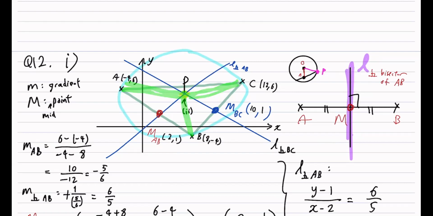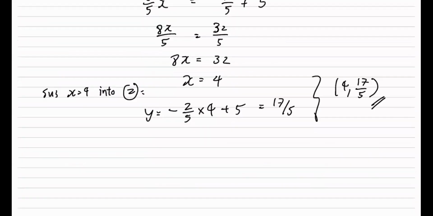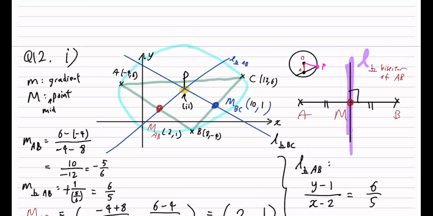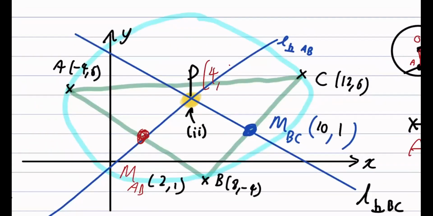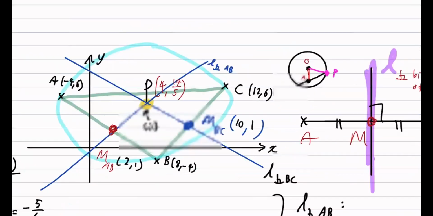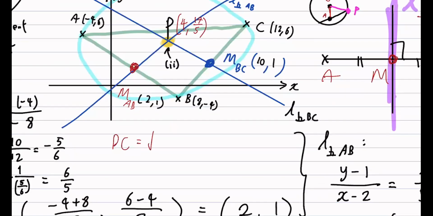So let's just check, assuming that I did it correctly. I was doing quite fast. 4, 17 over 5. Let's just label it. 4, 17 over 5. So let's calculate the length of PC. What would this be equal to? Square root of x minus x bracket square plus y minus y bracket square. By the way, the order of the x and the y doesn't matter. Just type in the calculator. Yeah, you can just type in the calculator and try to get an exact answer, I guess. But maybe it's not so important.